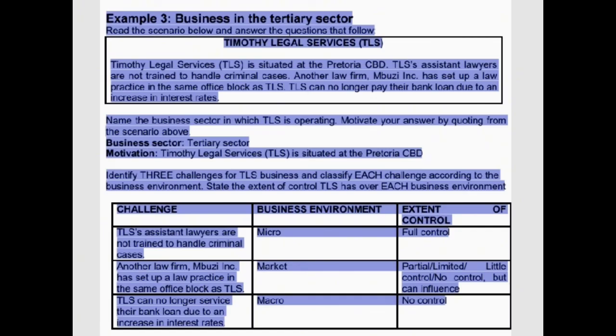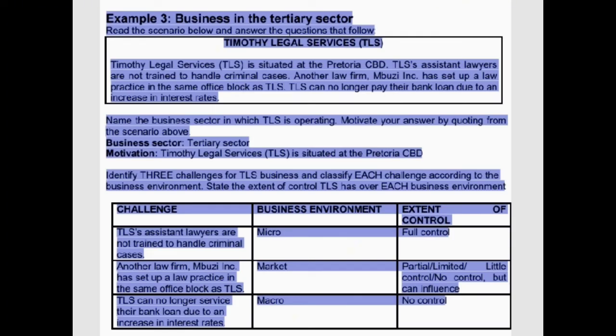Number 2, another law firm, Mbuzi Inc, has set up a law practice in the same office block as TLS. That's what? Market environment, they have what? Less control or limited control. Number 3, TLS can no longer service their bank loan due to an increase in the interest rate. That's what? Macro environment. They have what? No control over that one.